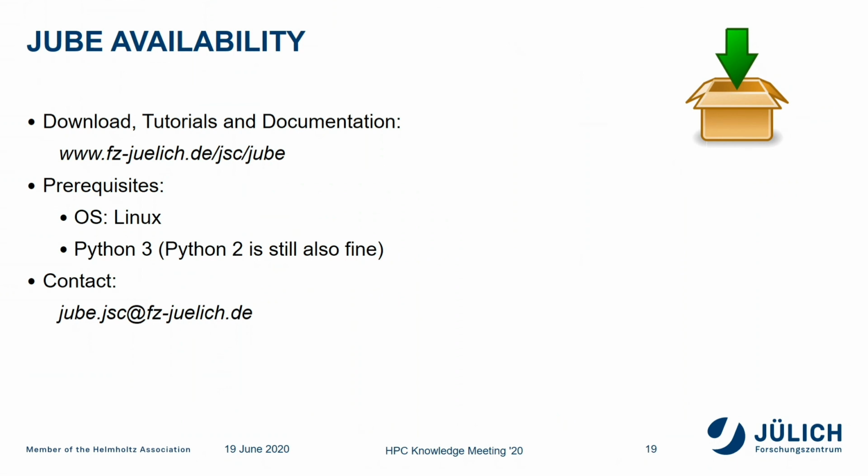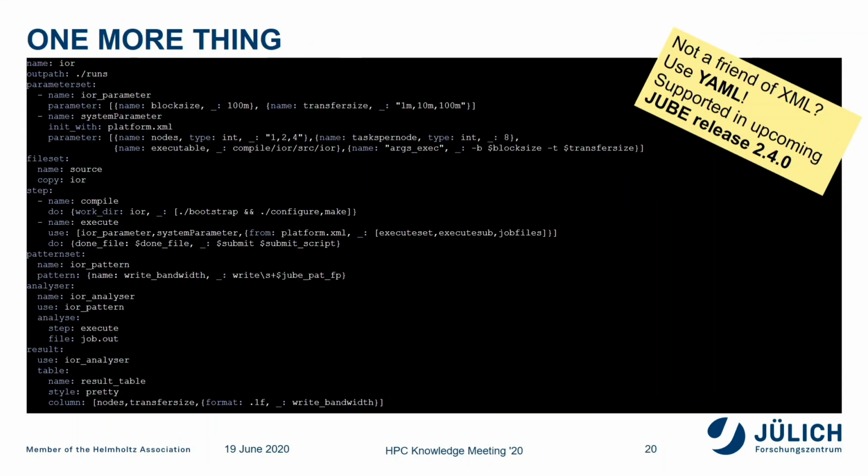Okay, so finally, this was everything I wanted to show today in this very short overview about JUBE. And a final slide, one last thing, because I mentioned already that XML is maybe not the nicest thing for all of you. You can also wait for the next JUBE release, which will be available in the next one or two weeks, which will then also have support for YAML. So we will then support a second input format, which is YAML based. XML is still possible, but YAML is sometimes a little bit easier to read and write, so this will be available.